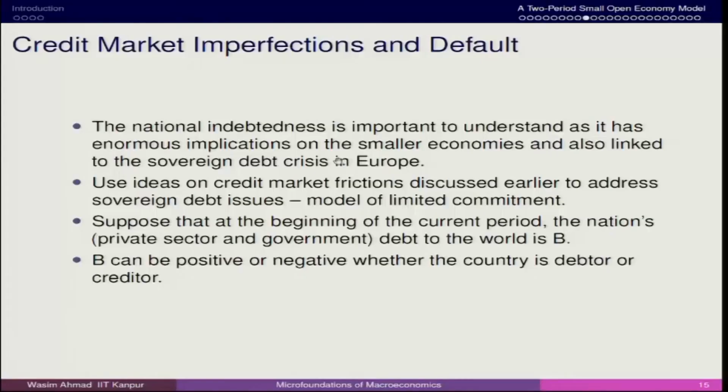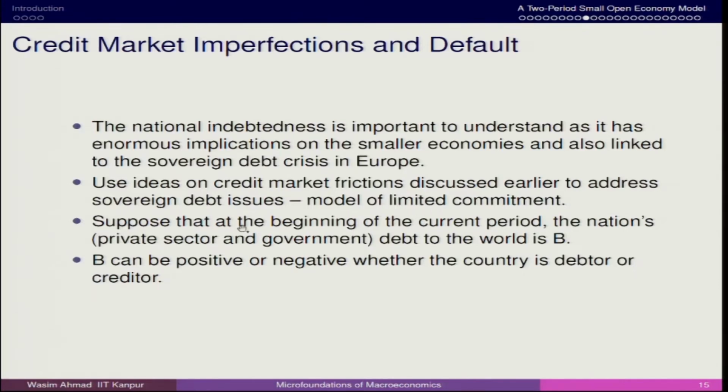So from the lending market side, it becomes really a tight market for the defaulting countries, and if you try to understand the underlying reasons, it is the size or the service of the debt. So indebtedness has a lot of meaning in the context of the sovereign debt crisis that we had in Europe. There it was very important, and from there people started exploring where it is coming from and how we can understand this context in a better way. So, use ideas on credit market frictions discussed earlier to address these sovereign debt issues.